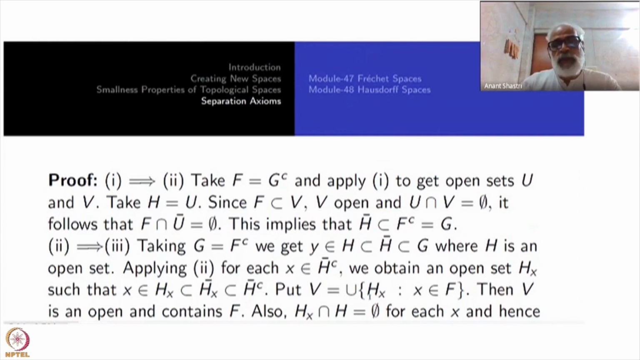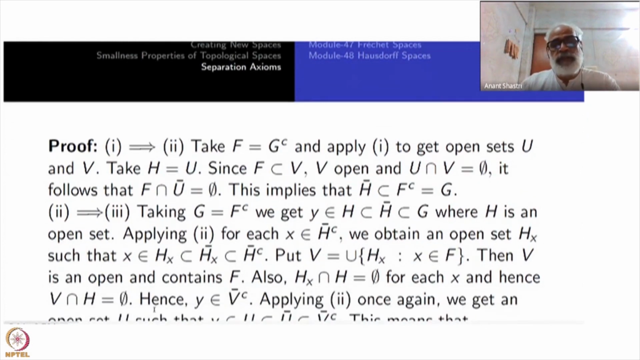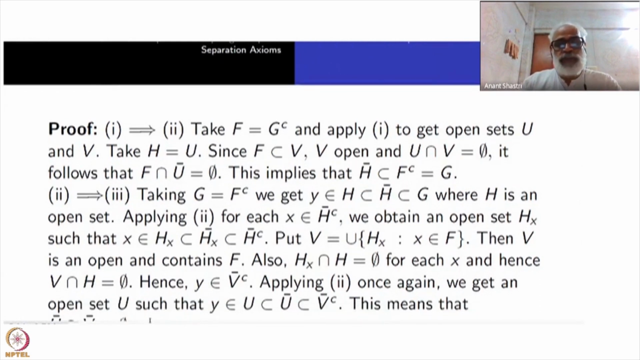Now take V equal to the union of all these Hx, where X belongs to F. That V is an open set containing F. Clearly, Hx intersection H is empty for all X. So V intersection H should be empty. So V intersection H is empty. Hence, Y is not inside V bar, the closure. So applying 2 again, we get an open set U such that Y is in U, contained inside U bar, contained inside V bar complement.